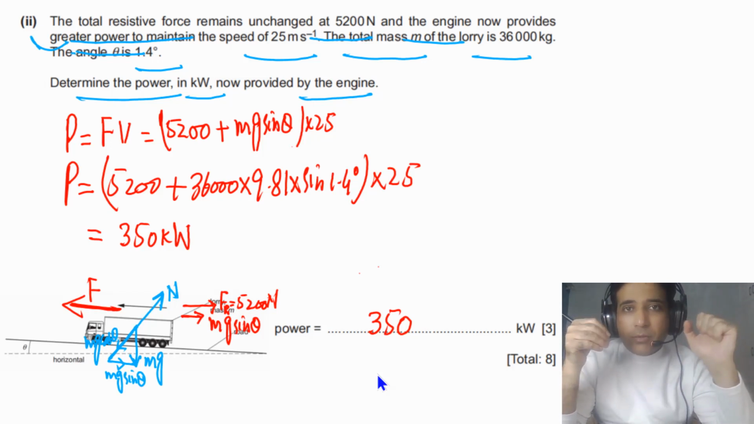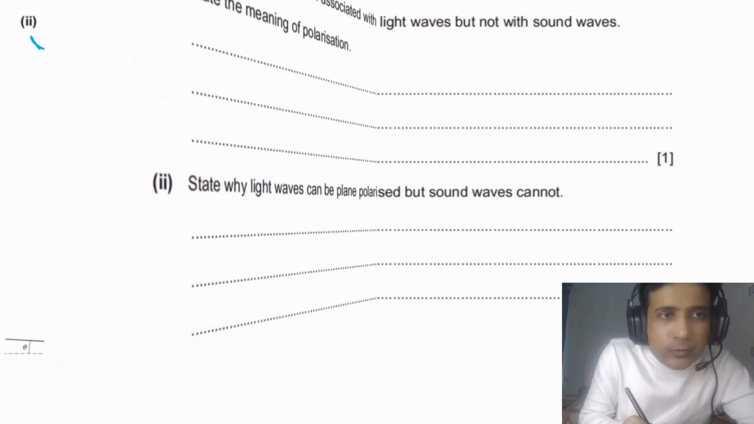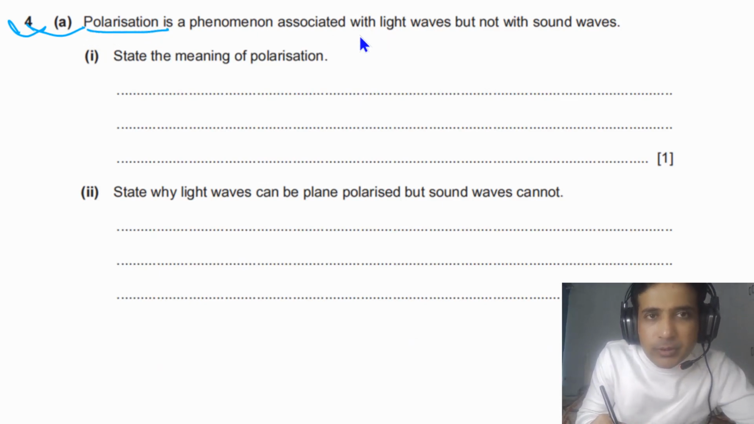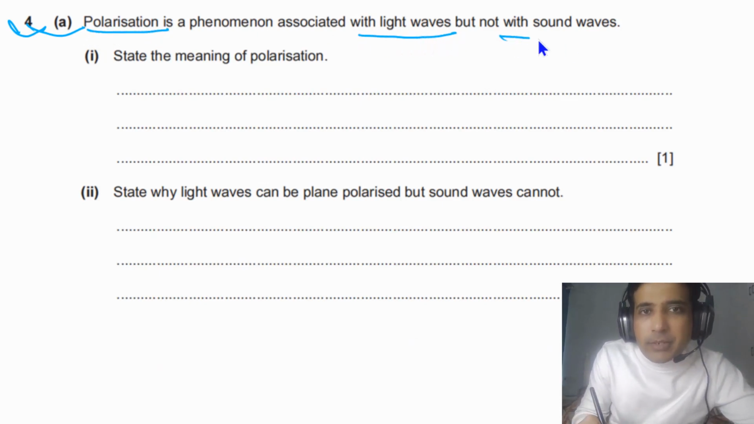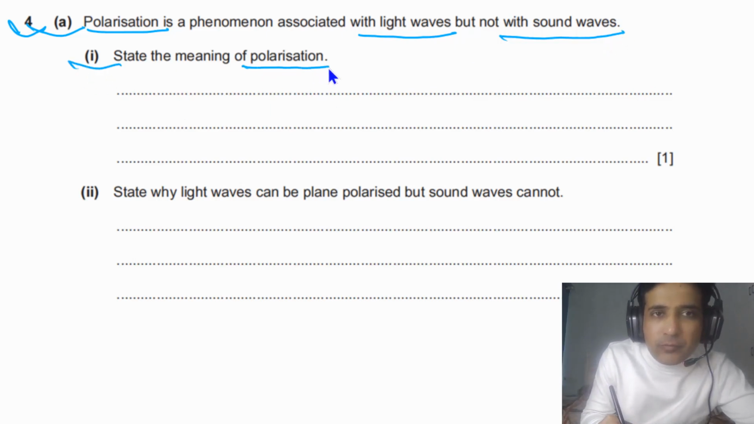So try to visualize the given problem and then start working on that problem. For question number 4, part A, it is given to us polarization is a phenomenon associated with light waves but not with sound waves. For part A1, we need to state the meaning of polarization.